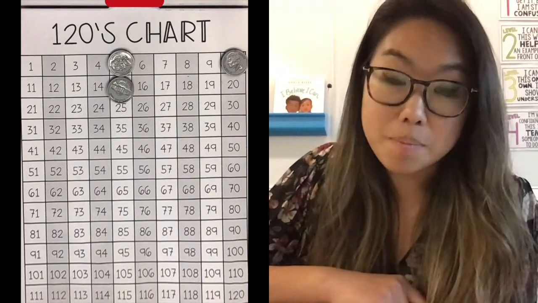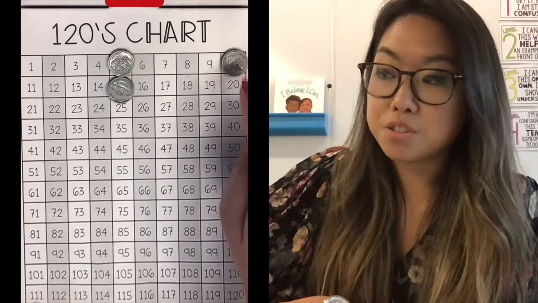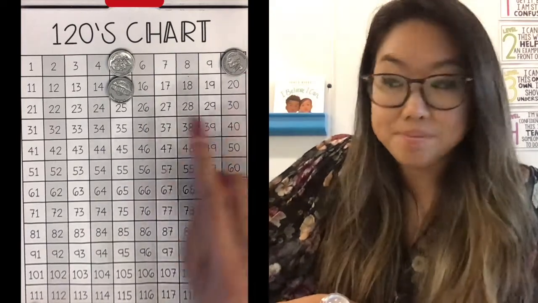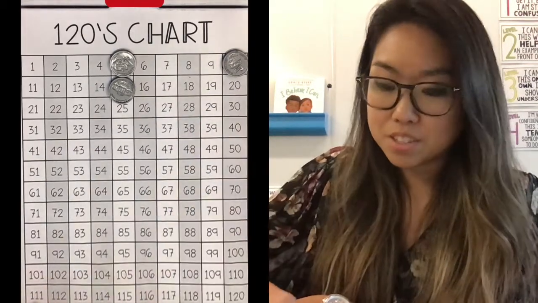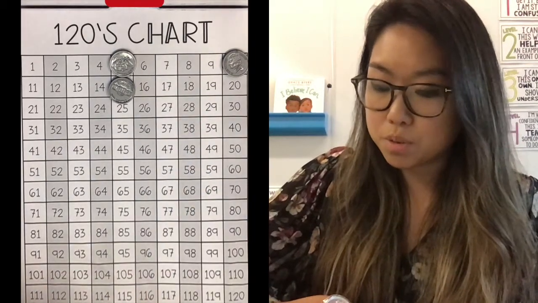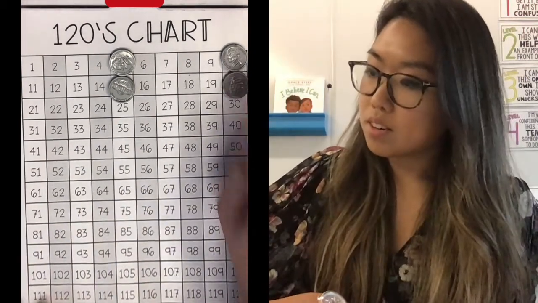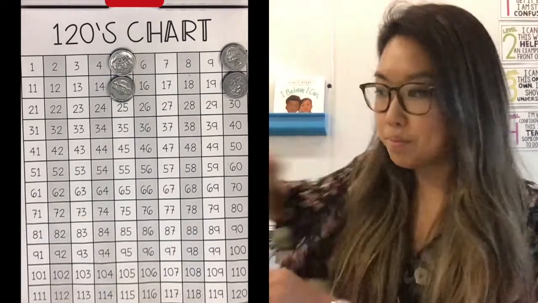Are you noticing a pattern? If I counted 5 more, do you think it would be under the next nickel, under 20? Let's try. 1, 2, 3, 4, 5. So now I am at 20 cents. Let me grab my nickel. So 4 nickels is worth 20 cents.